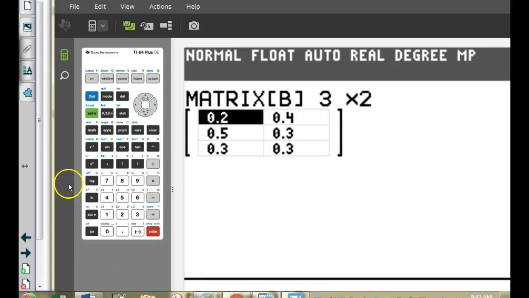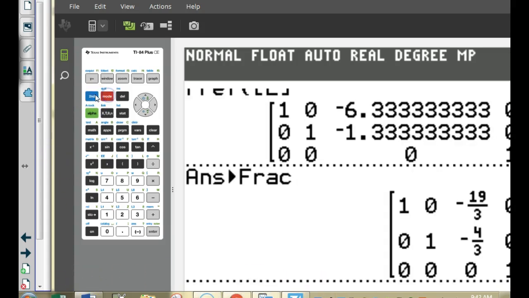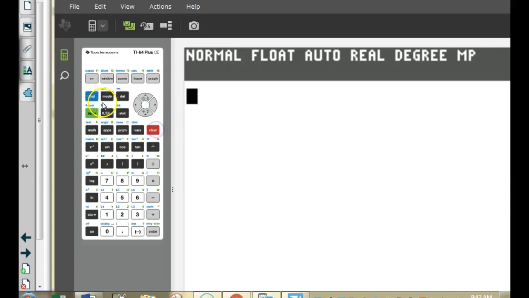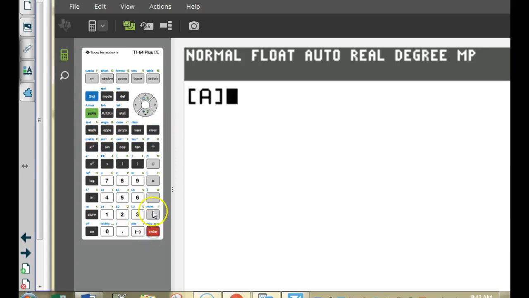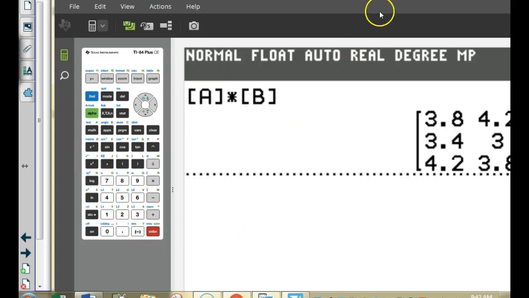All right. So now, thank you very much. Now, if I go to the home screen, I want matrix A first, and then times matrix B. Anyone else get that?